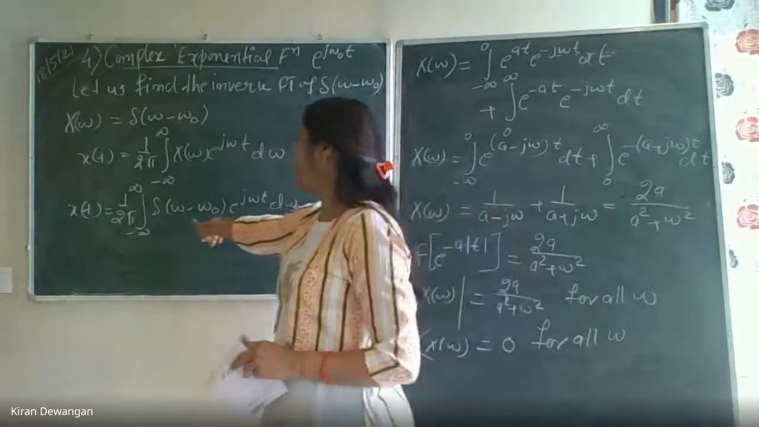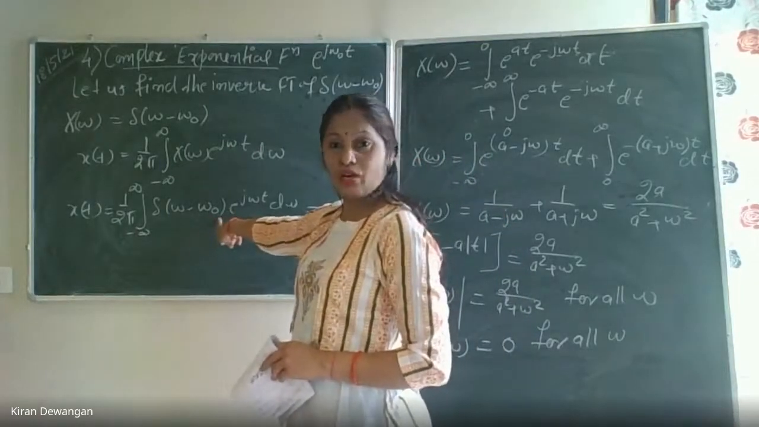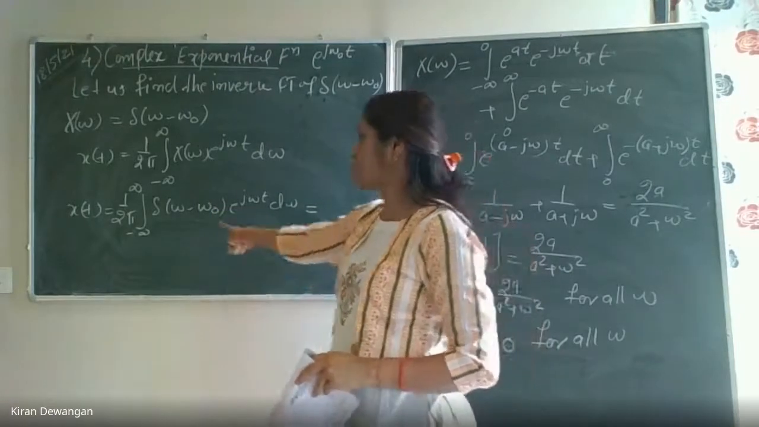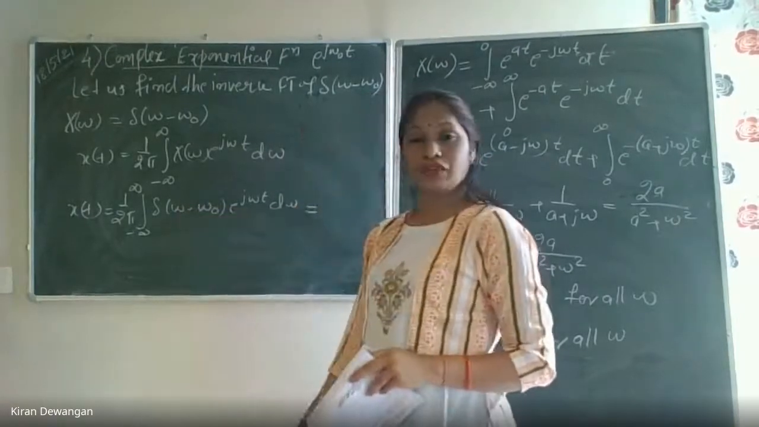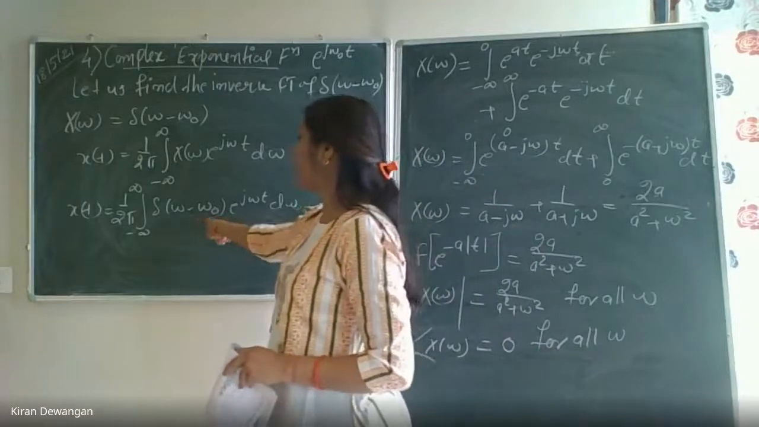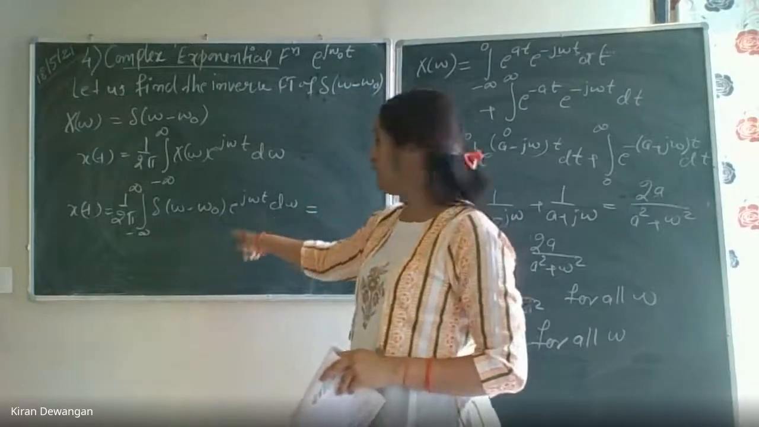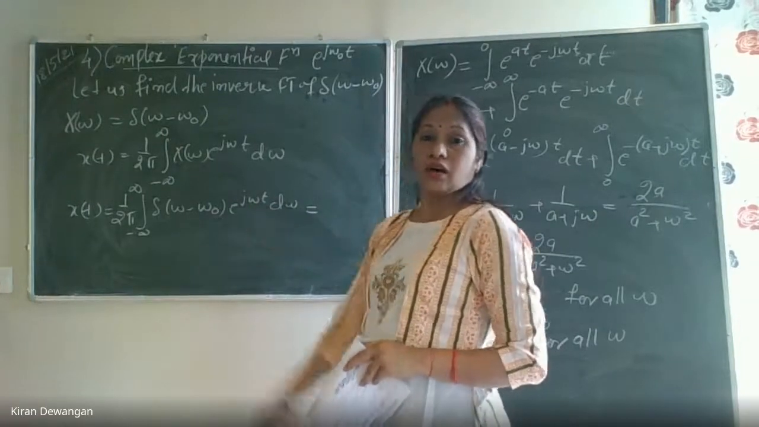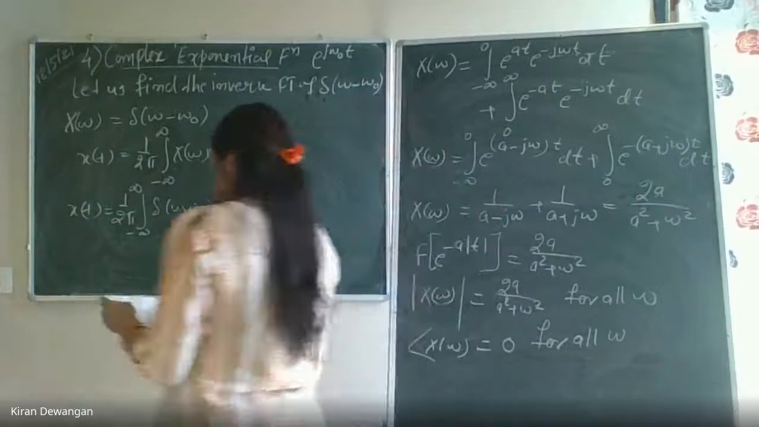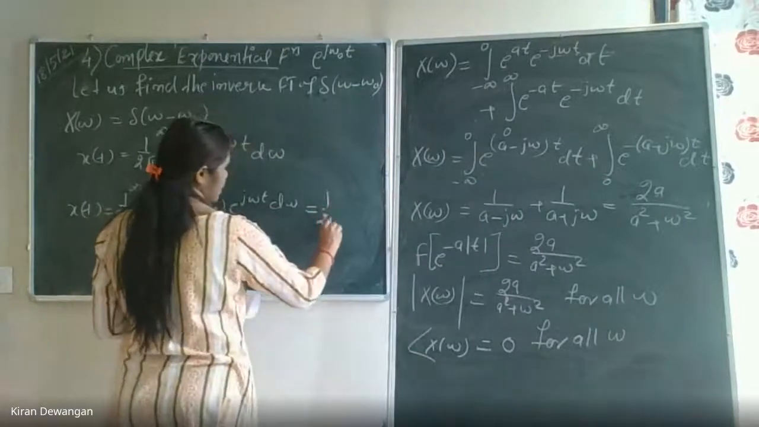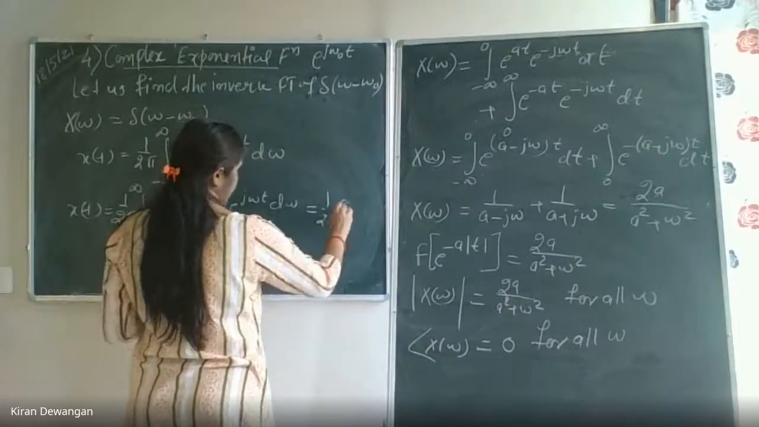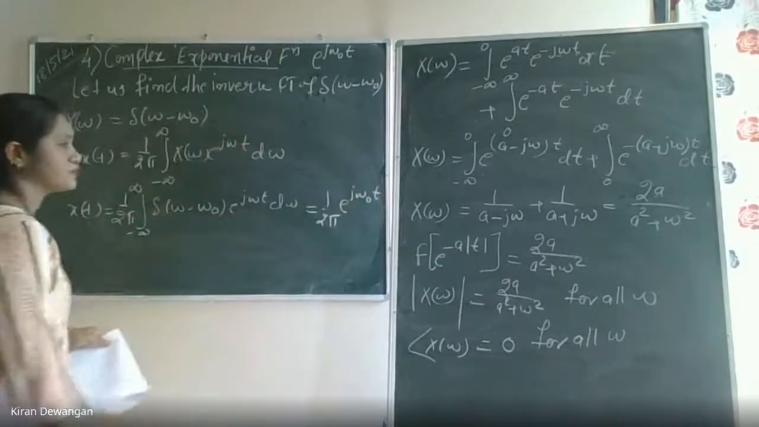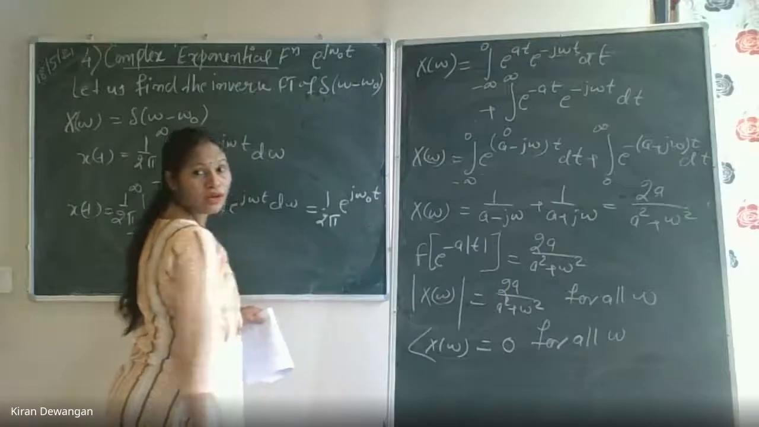So if our omega is shifting by omega naught, what will be the answer of this inverse Fourier transform? 1 by 2 pi integration minus infinity to infinity, del omega minus omega naught, e to the power j omega t. t is not a variable here. What is the variable? The variable is omega. Okay, so what is it? This will be 1 by 2 pi e to the power j omega naught t.